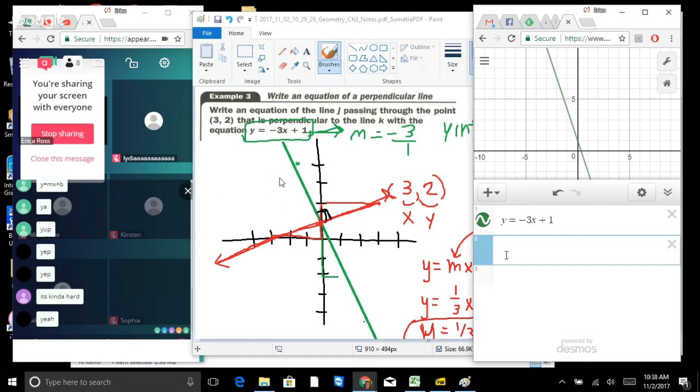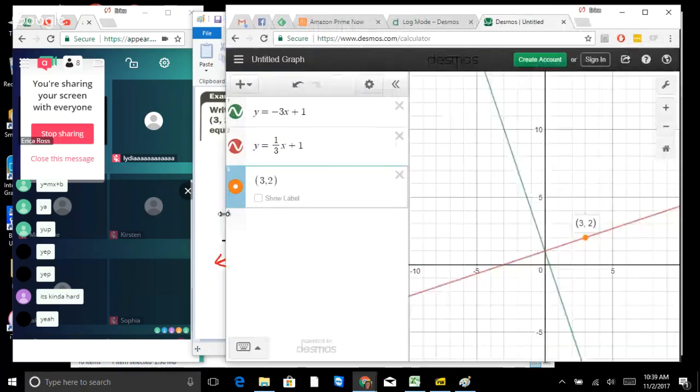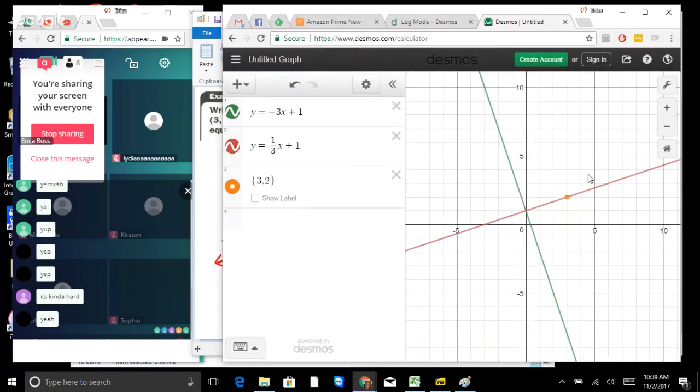I calculated my new equation. I said it's y equals 1/3 x plus 1. Right? And then the last thing that I said is that I have a point at 3, 2. 3, 2, not 320. Which is right here. Now if I make this a little bit bigger so we can see it a little prettier. You can see that this is your original line. This is your line that's perpendicular, and it goes through the point 3, 2.